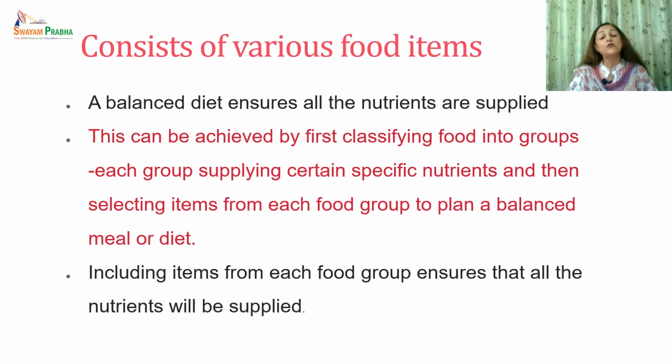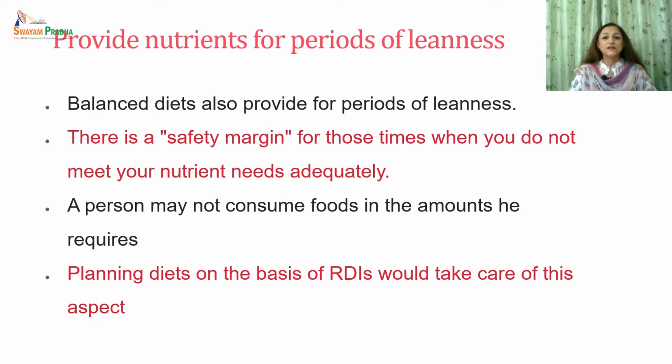RDIs could be planned for all the members of our family. This can be achieved by first classifying the food into basic groups. Each group will be supplying certain specific nutrients, and then we will be selecting the foods from each of that group to make our balanced diet. Including items from each group will ensure that we are able to provide all the nutrients which were mentioned in the RDIs.